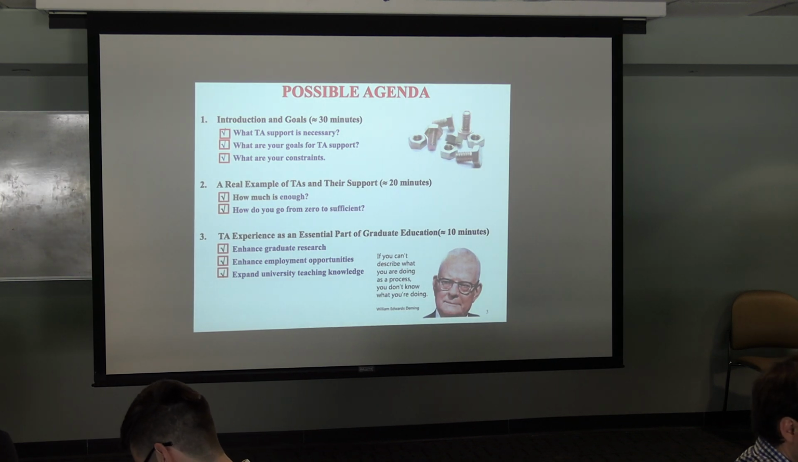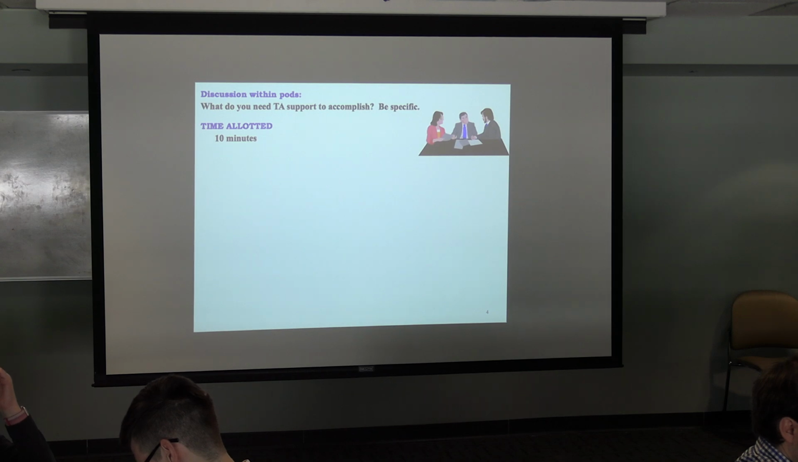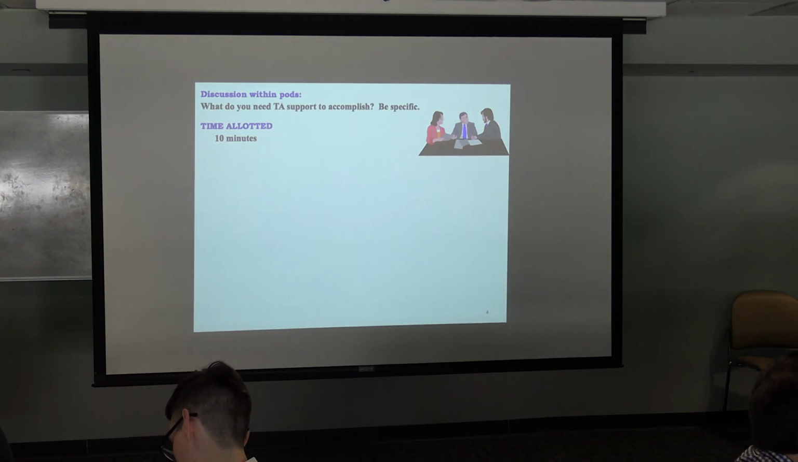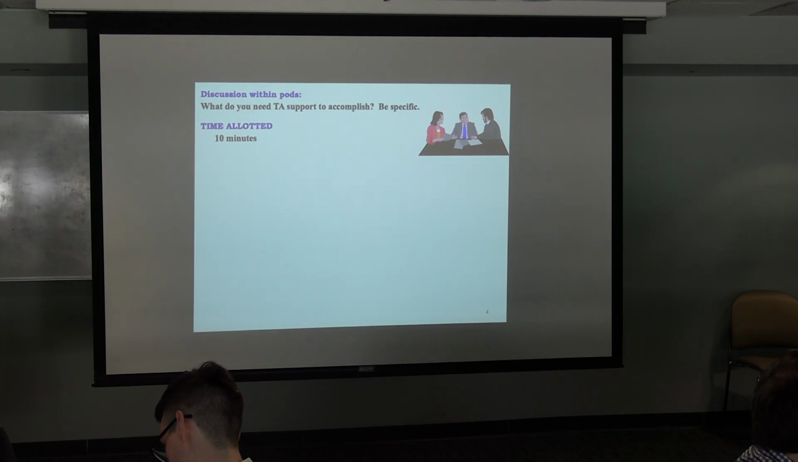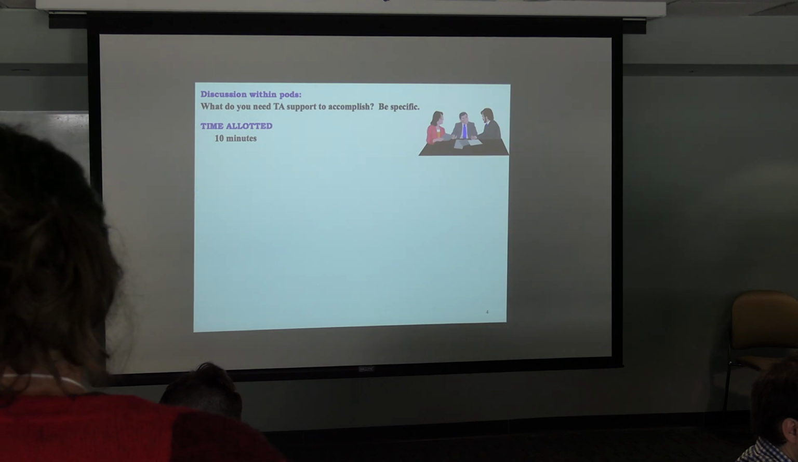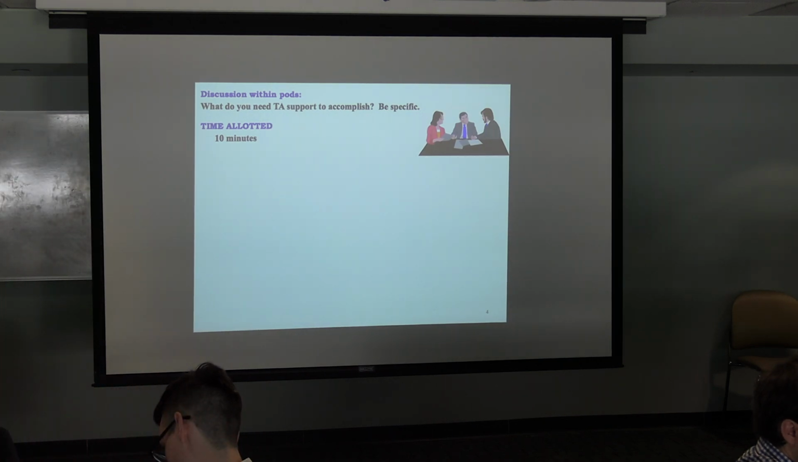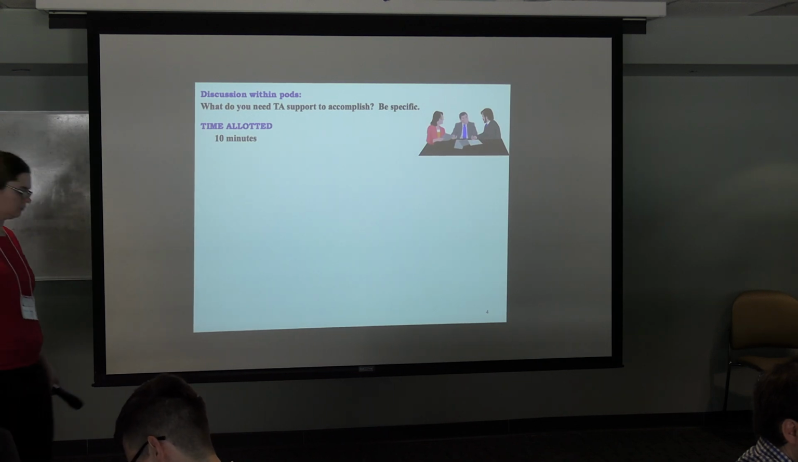Okay, so this is a possible agenda. Agendas never go the way you think they are, so let's just kind of start. The first thing is, you've already decided what your TAs need to be doing, at least in labs from the last activity. So what support do you think your TAs need to accomplish the goals that you've set out for them? Take a few minutes to think that over and then discuss it with your partners and with the other people in your pod.